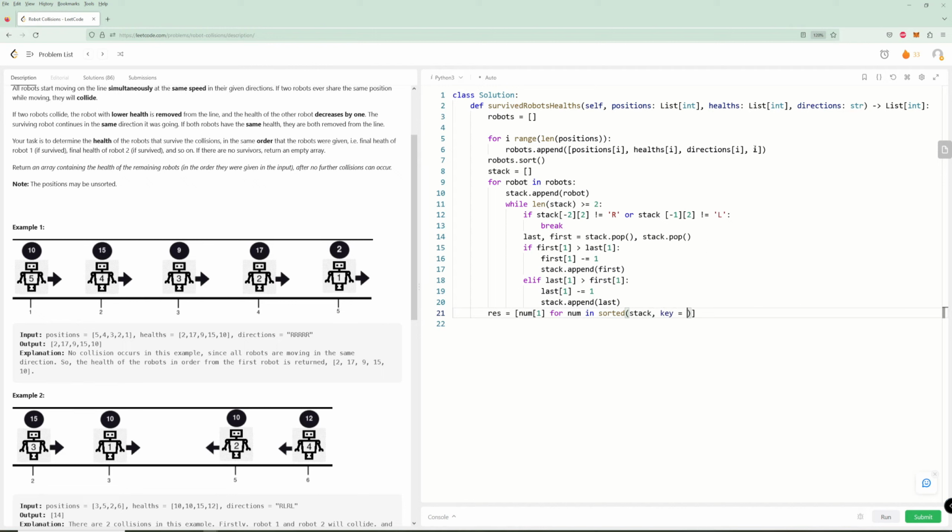The stack is going to be an array of these items, and this i is at index 3. So if you want to sort by the item at index 3, you can do something like this. It's going to be a lambda expression, x: x[3]. And then we just want num[1] because all we care about is the final health. So this will have a position, health, direction. And notice how we never actually use a position in here. We just sort it by position. So that's fine. And then we just return here. And that should be it, I think.